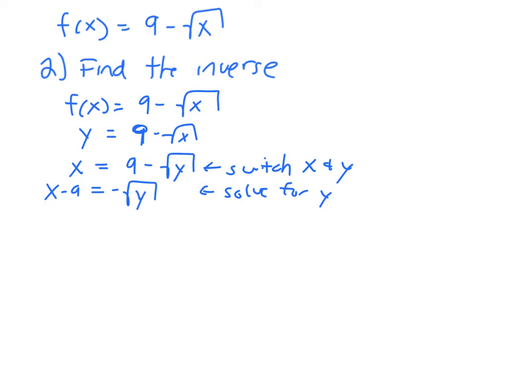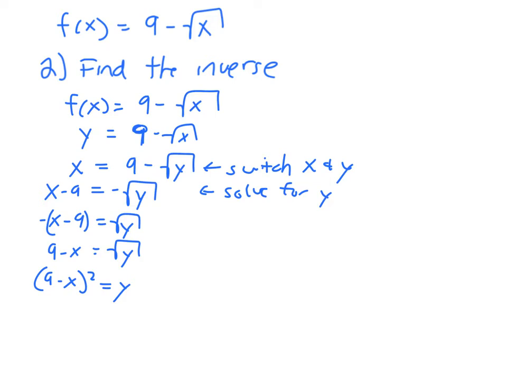I'm going to multiply both sides by -1 to get rid of that negative sign. So I'll have negative (x minus 9) equals square root of y. I'm going to distribute that negative sign. So I'll have negative x plus 9, which is the same thing as 9 minus x. So I'm going to write that 9 minus x. Okay, that is the square root of y. I'm going to square both sides. So I'll have (9 minus x) squared equals y.